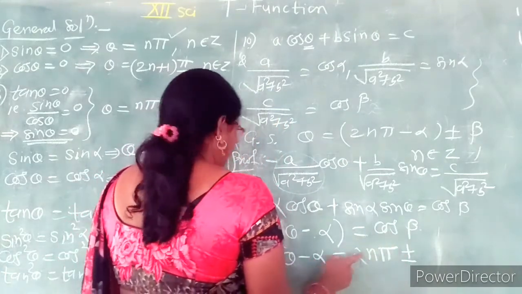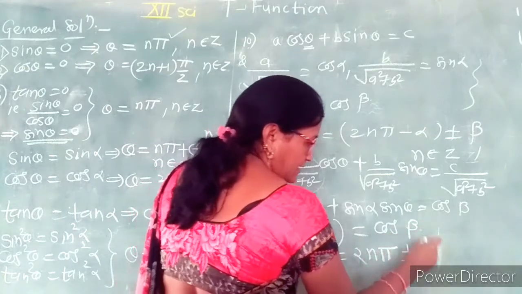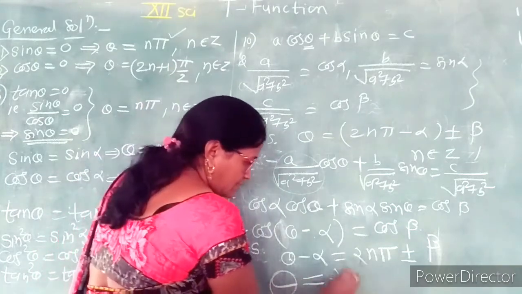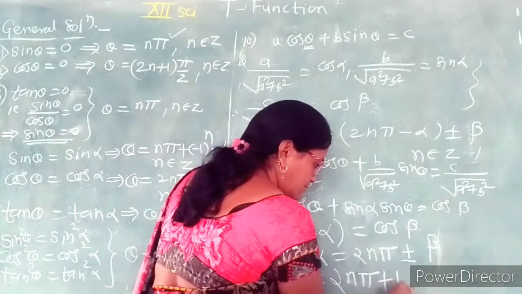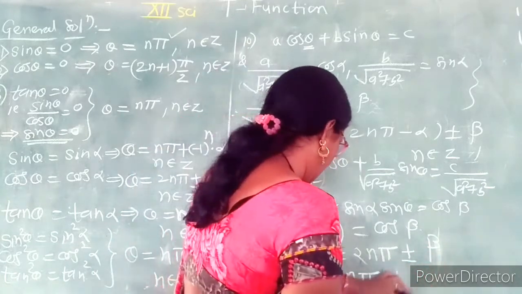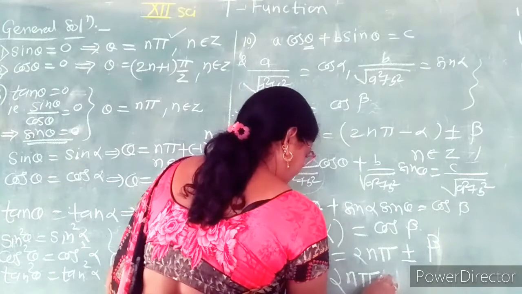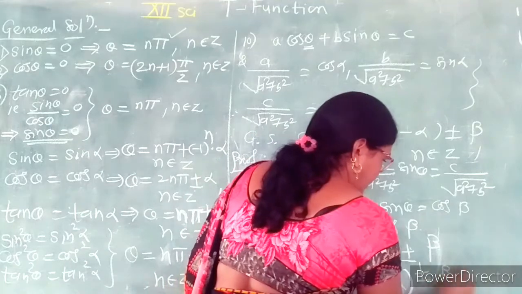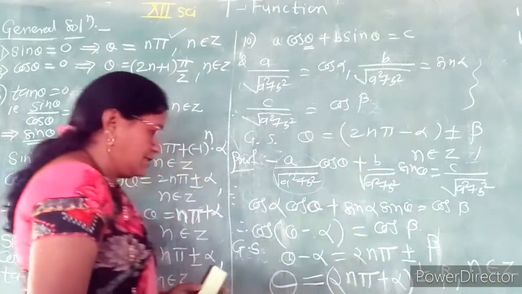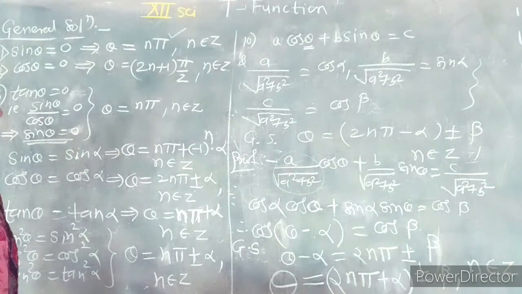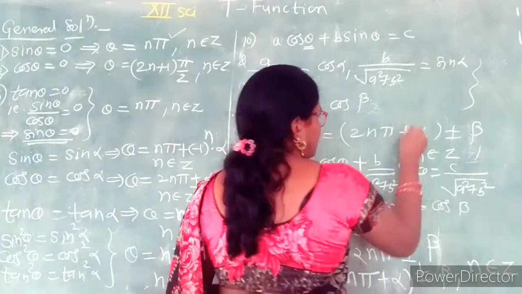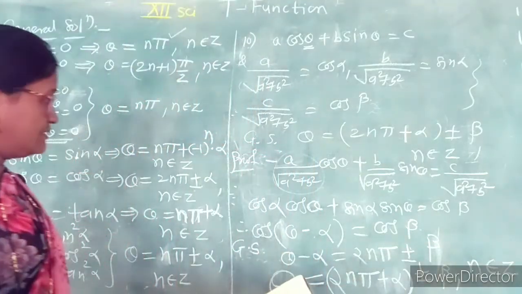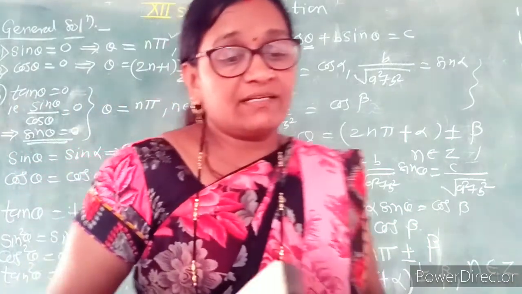Instead of this alpha, we take the second cosine ratio whose angle is beta. So we can take the value of theta as 2n pi, and this minus alpha becomes plus, and this plus minus beta, where n belongs to the integers. So for the solution of this equation, we take 2n pi plus, as the sign given here is minus.